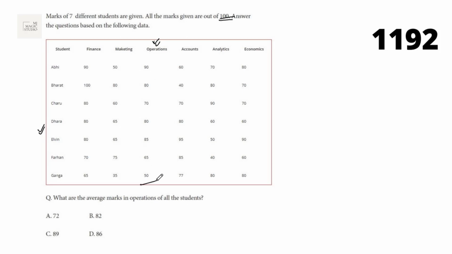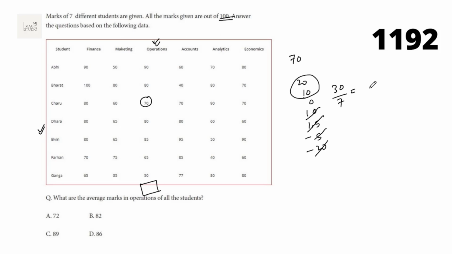It's as simple as that. We just need to find the total and then divide it by 7. Or, a simpler task: if we can assume something as an average, we can use the assumed mean also. If I assume 70 as an average, then 90 minus 70 is 20, 80 minus 70 is 10, 70 minus 70 is 0, 80 minus 70 is 10, 85 is 15, 65 is minus 5, and 50 is minus 20. So 25 gone, we are left with 30.